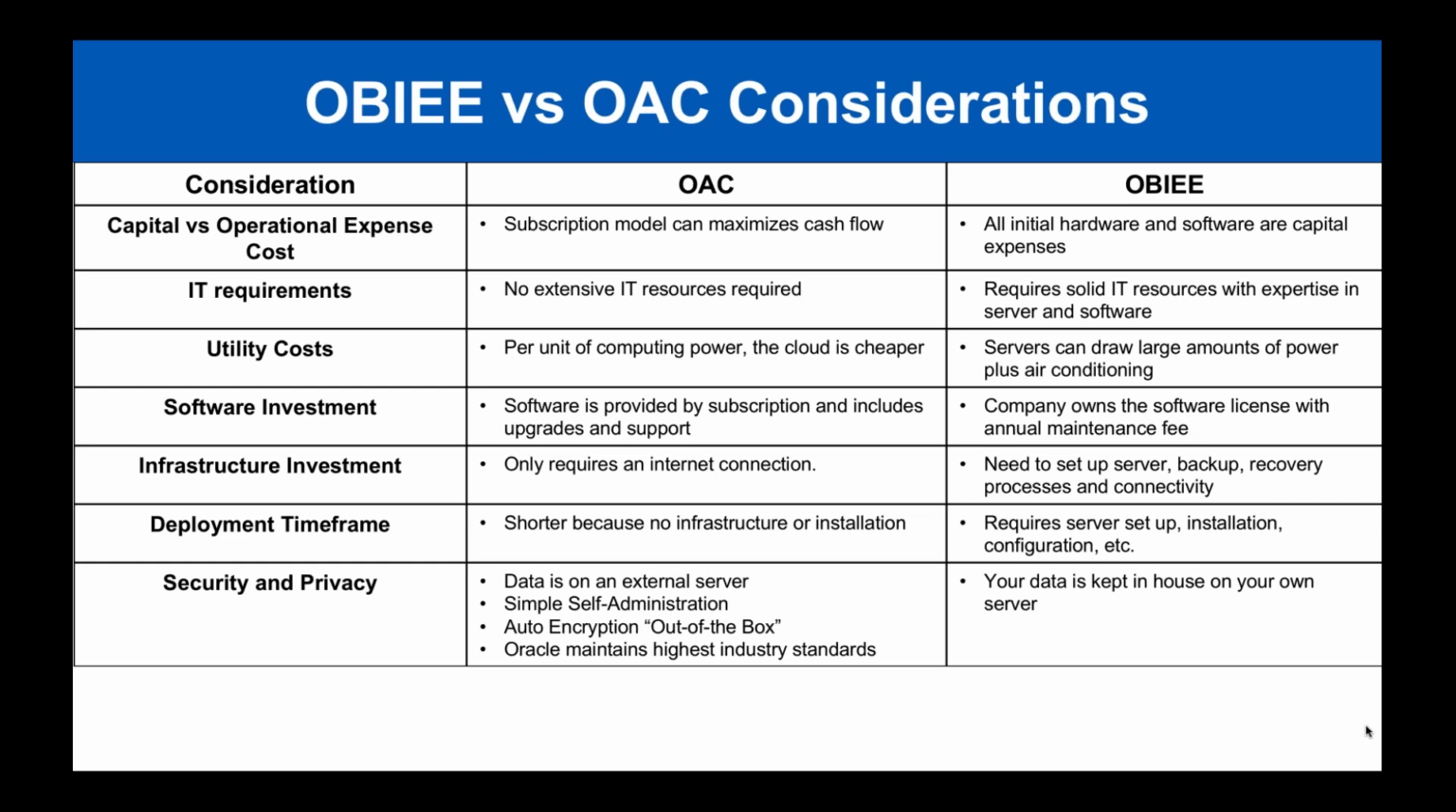Those things need to be kept at certain temperatures, so there's quite a bit of power consumption. Software investment with OAC, all you're doing is subscribing to software as a service, and then you're using the software. With OBIEE on-site, you've got to buy the license, then you're paying your annual maintenance fees, and when we get to the cost comparison, a couple slides from now, you're going to see some significant savings just in that, without the comparison of the IT requirements.